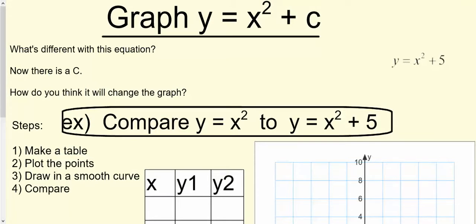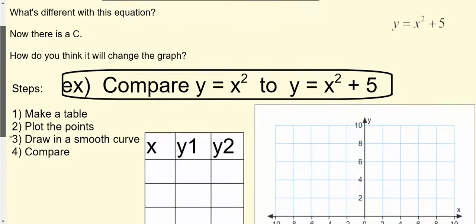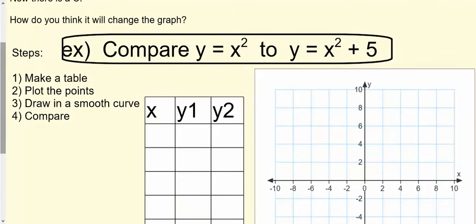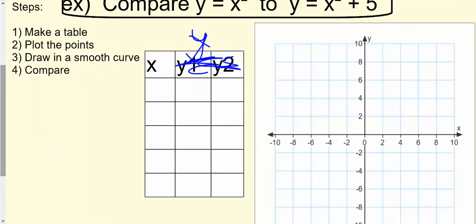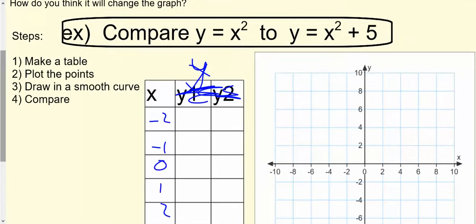Okay, let's see. This plus 5 here, we're going to do x squared plus 5. So we're going to make the graph, and then we're going to compare them. We're just going to do x and y. Okay, so we'll do our normal points here, 0, 1, 2, -1, -2. And we're going to square x and then add 5 to it. So 0 plus 5 is 5. 1 squared is 1 plus 5 is 6. 2 squared is 4 plus 5 is 9. And then -1 squared is 1 plus 5 is 6. -2 squared is 4 plus 5 is 9.